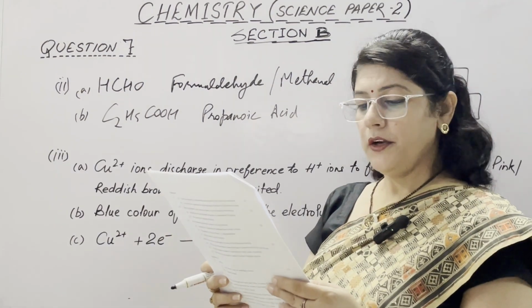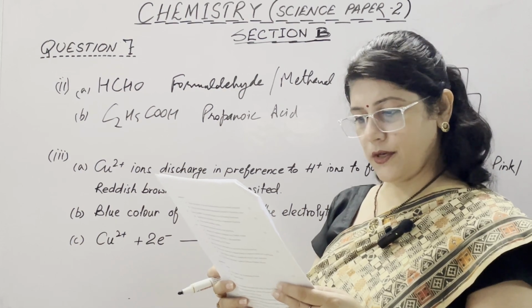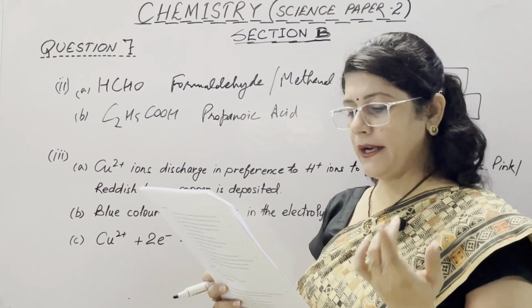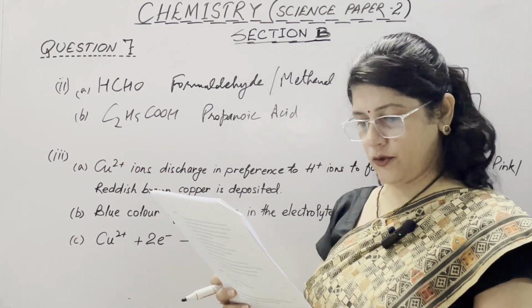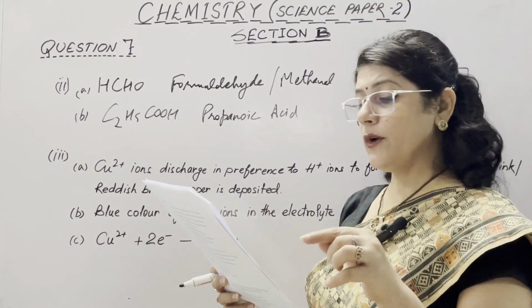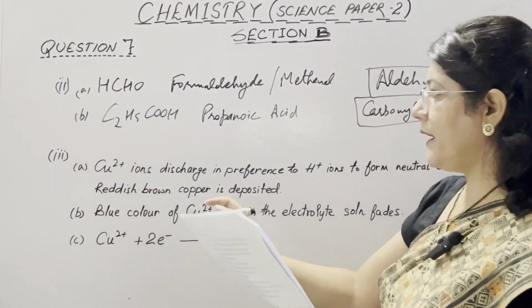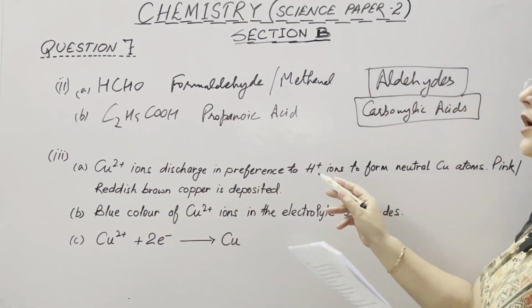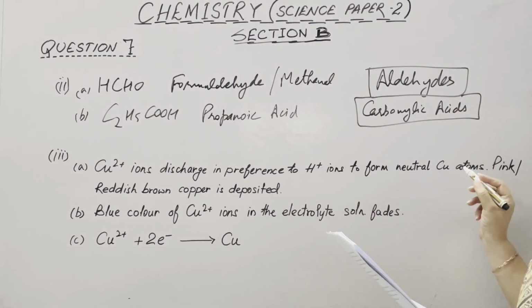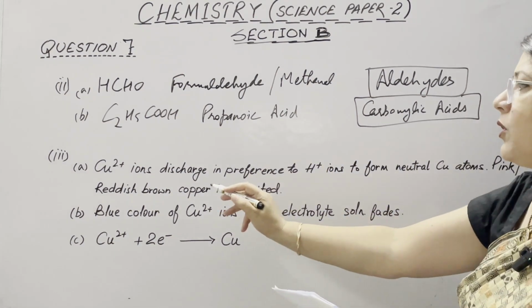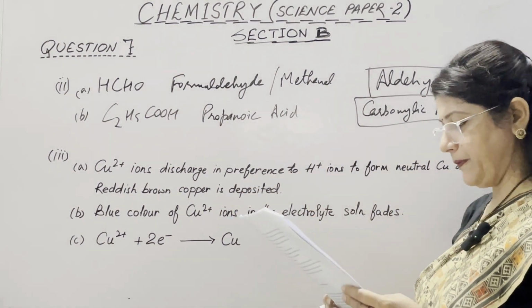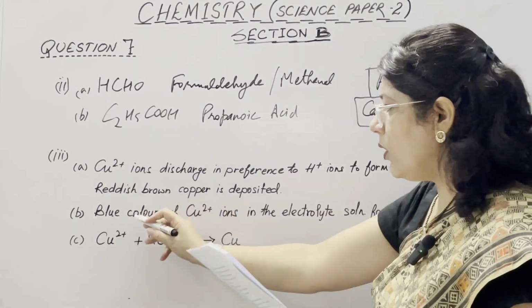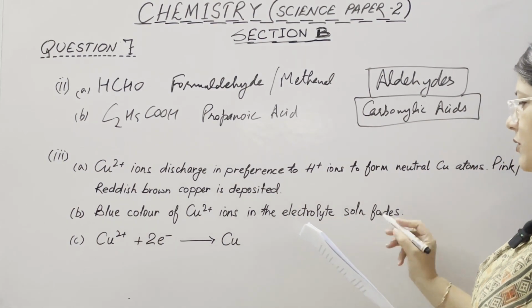In part number 3, during the electrolysis of copper 2 sulfate solution using platinum as cathode and graphite as anode, we know that platinum and graphite both are inert electrodes. In part A, state what you observe at the cathode. At the cathode, copper or cupric ions discharge in preference to hydronium ions to form neutral copper atoms, and pink or reddish brown copper is deposited there. Second, state the change noticed in the electrolyte. The blue color of cupric ions in the electrolyte solution fades.